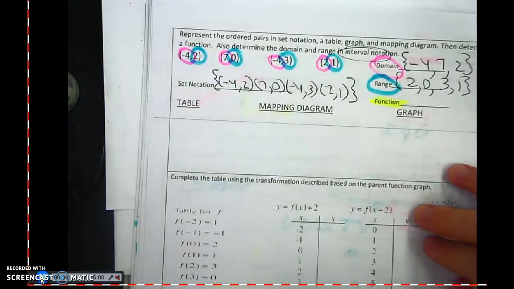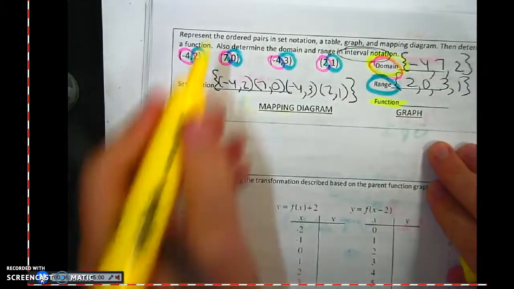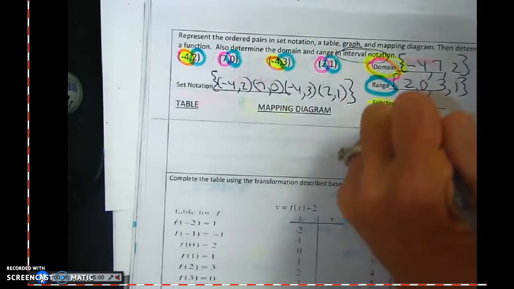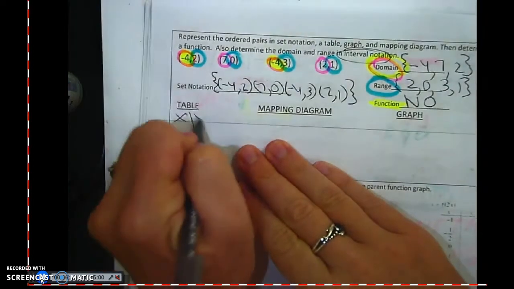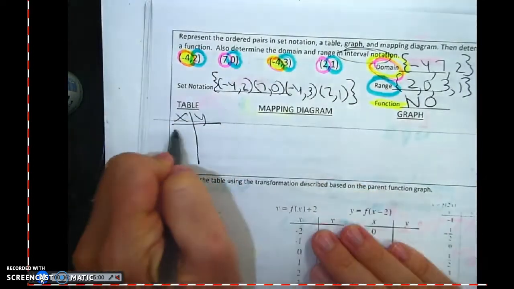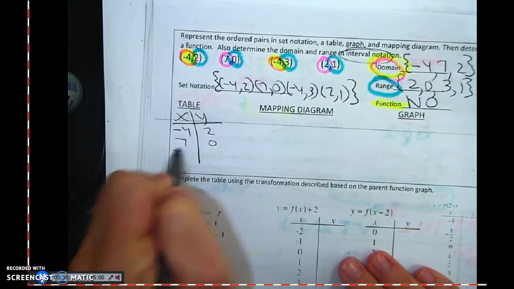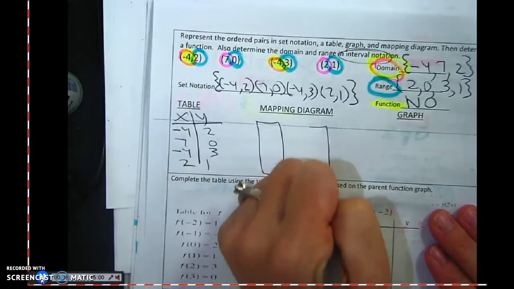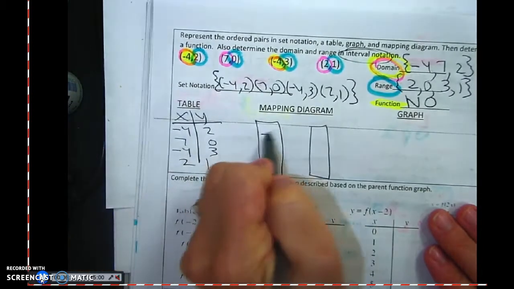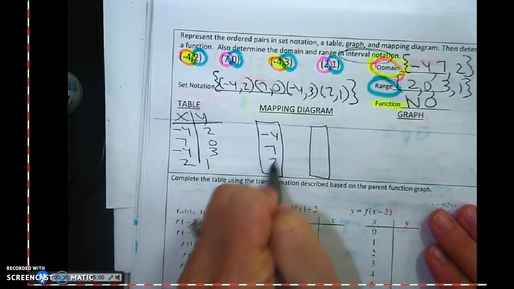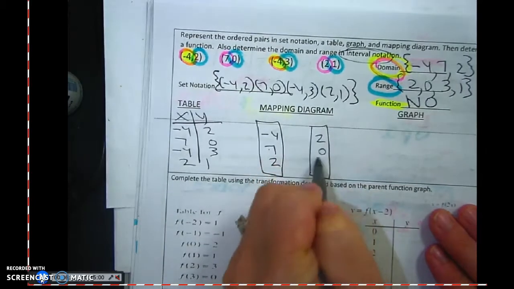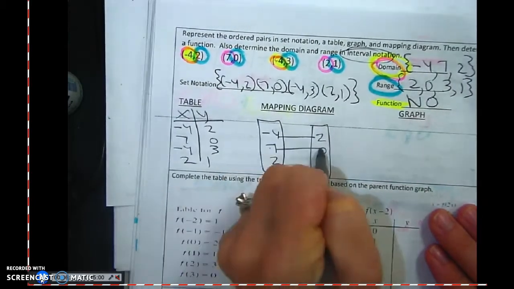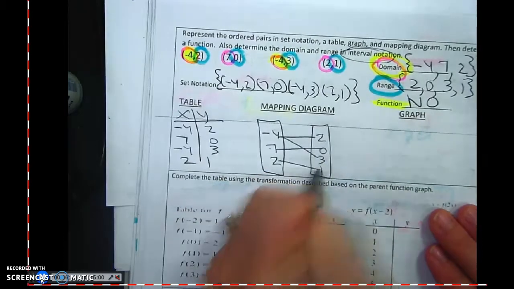Remember, if it's a function, you need to look at the domain. So you can't have any of the x's the same. So notice how I'm showing my work. You can't just write no. All right, let's do a table. You can either do a vertical table or a horizontal. So -4, 2, 7, 0, -4, 3, 2, 1. Mapping diagram. You can do a rectangle, ovals, whatever. -4, 7, 2, 2, 0, 3, 1. The -4 goes to the 2, 7 to the 0, -4 to the 3, 2 to the 1.